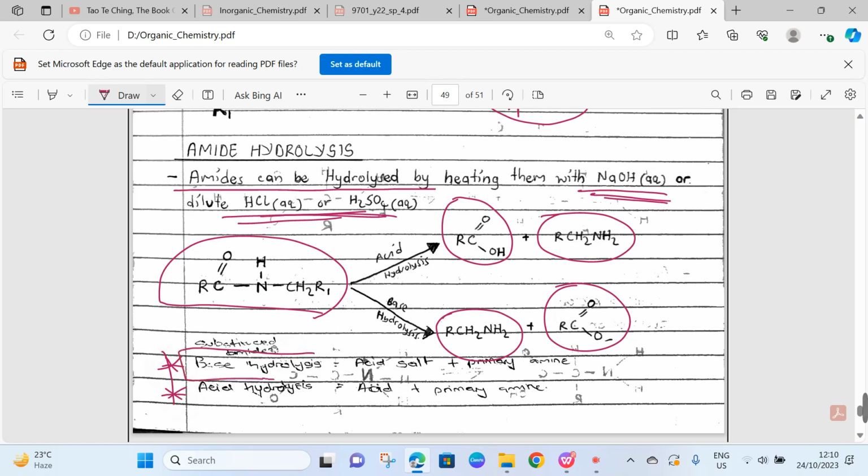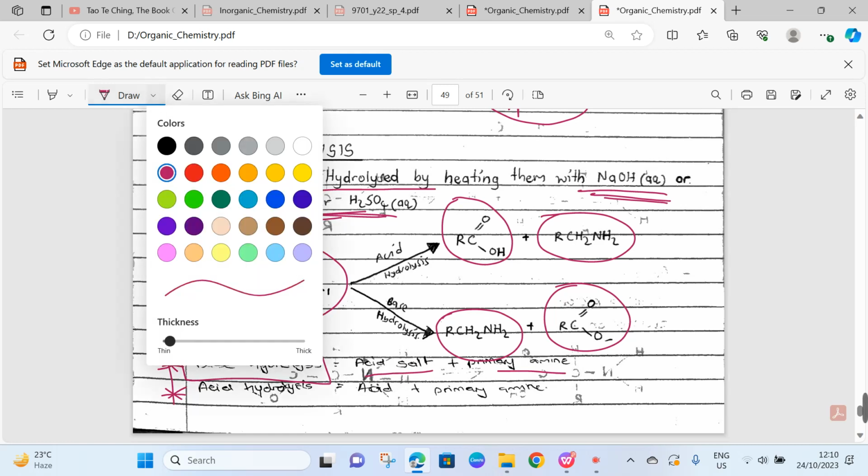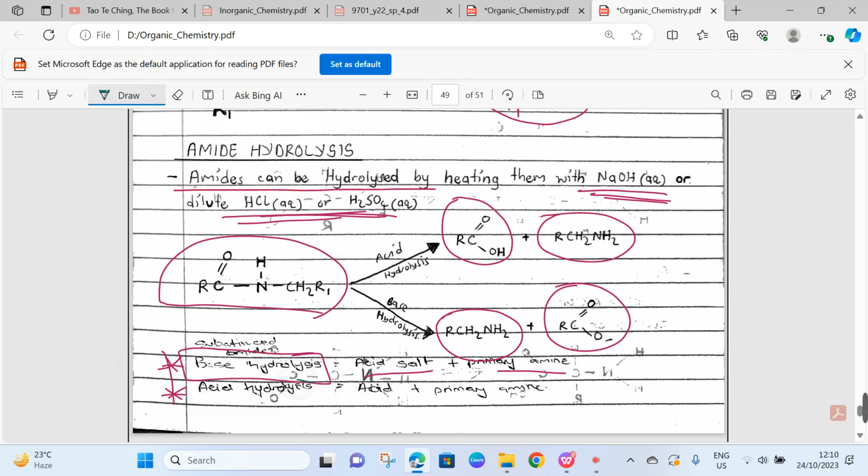So base hydrolysis equals acid salt plus primary amine. Acid hydrolysis, in a different color, equals acid plus primary amine. That's all.